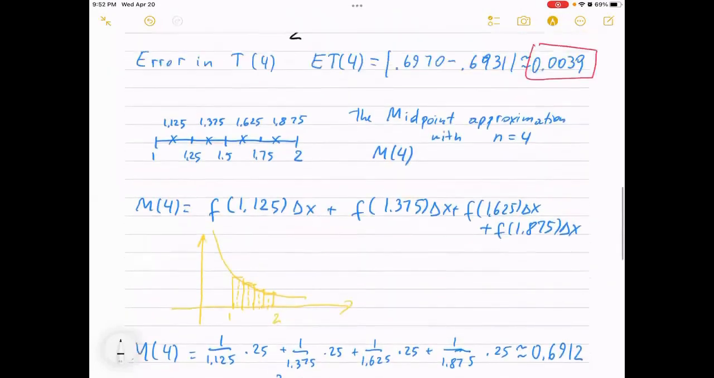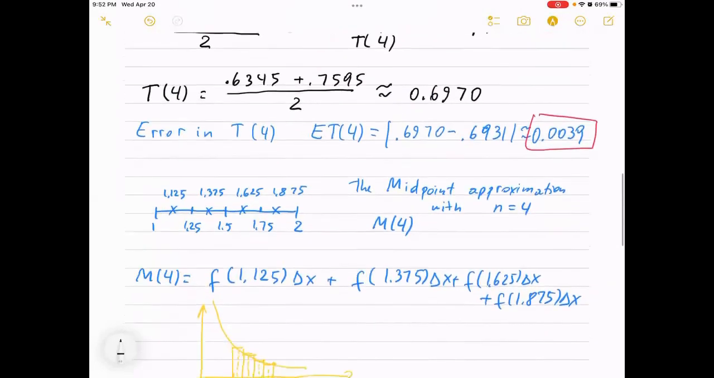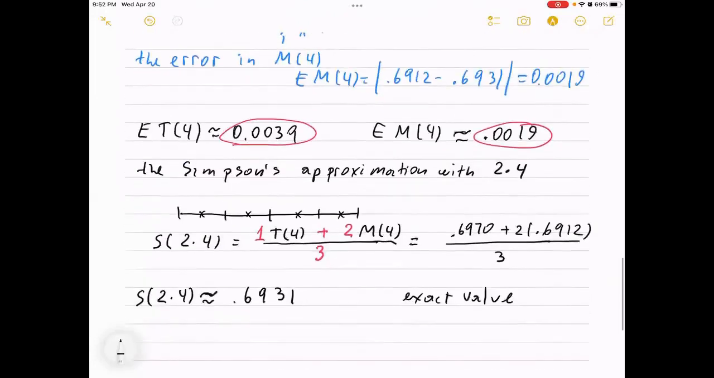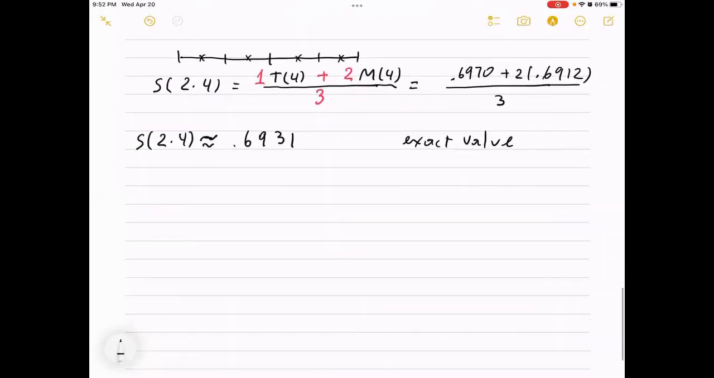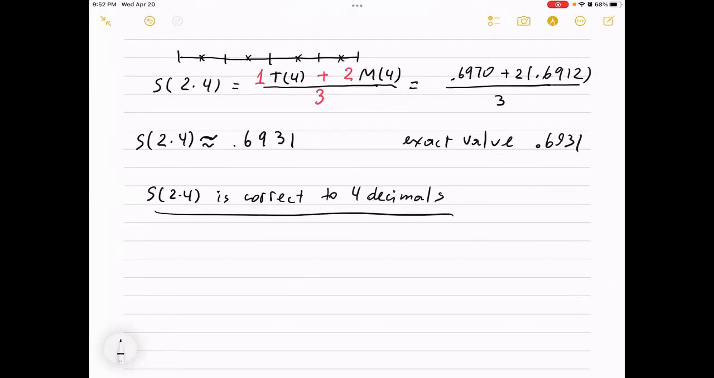We recall that the exact value is 0.6931 up to 4 decimals. So we notice that Simpson with 2 times 4 is correct to 4 decimal places. So notice that the Simpson rule is much more accurate than either midpoint or trapezoid.